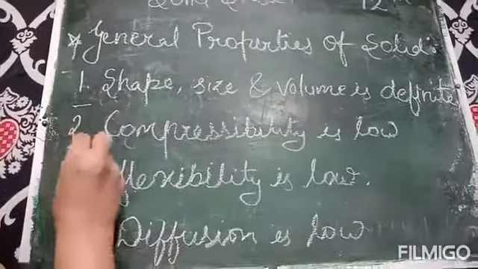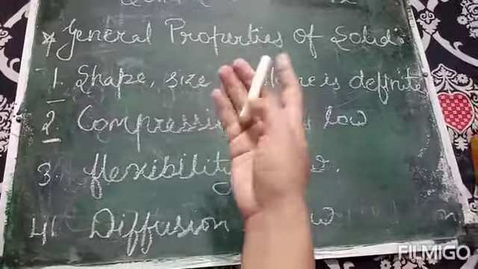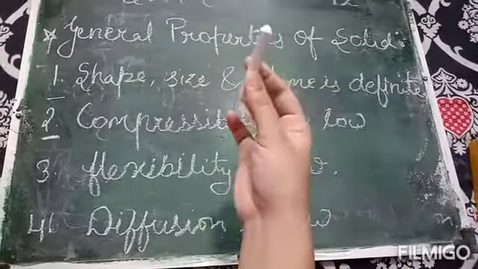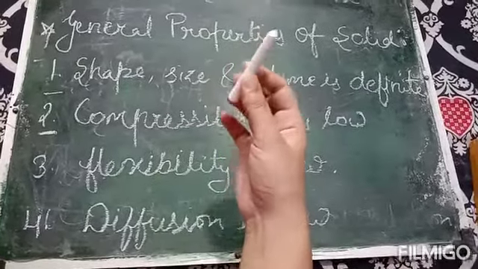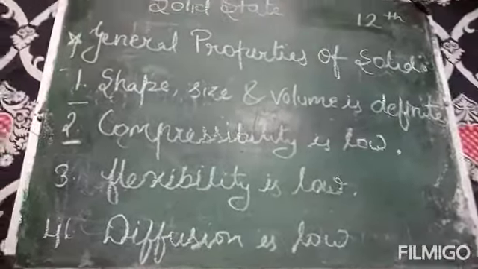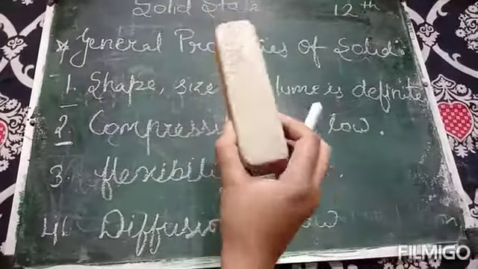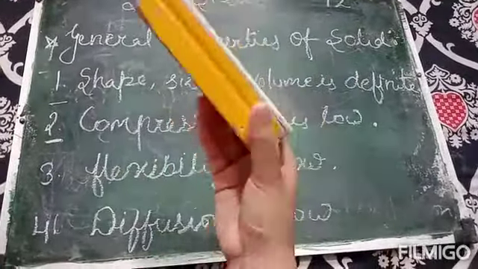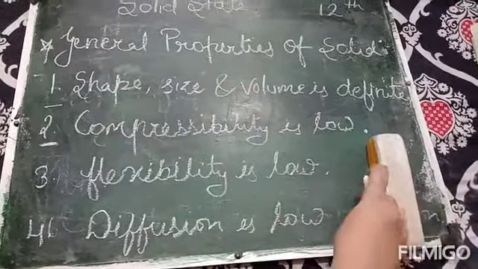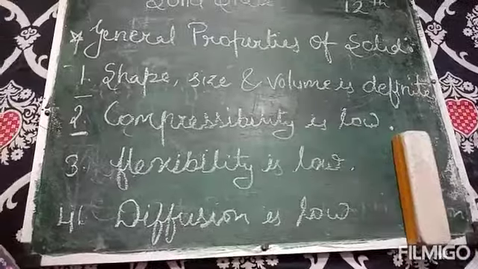Next point, compressibility. Can it compress? No. So compressibility of solids is low. Like we know that this duster is also a solid. So can we compress it? No. So the solids are non-compressible things.